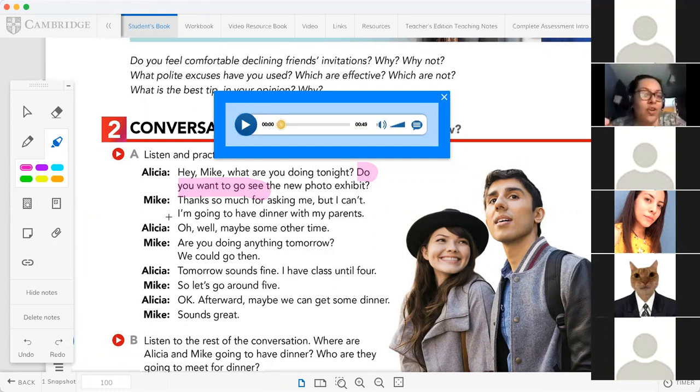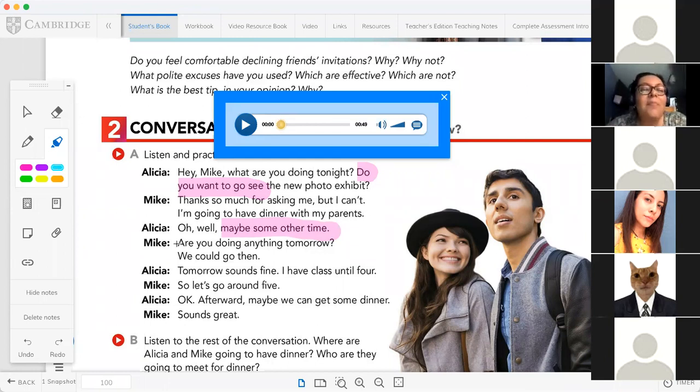Le está explicando, no es que tenga planes con alguien más. It's because I'm going to have dinner with my parents. O sea, dame chance. No me puedo zafar. So, and then she's like, well, maybe some other time. Ella ya se rindió, okay, maybe some other time, yes, bye. But then Mike, because maybe this is mutual, I'm really invested in Alicia and Mike's story right now. Me siento muy involucrada en su historia. Quiero saber si van a andar o no.